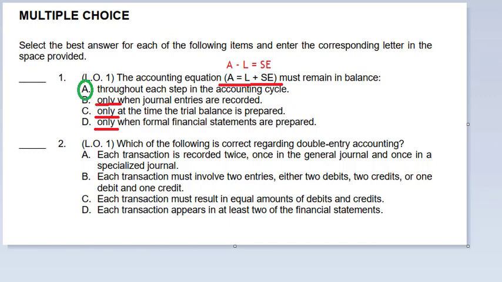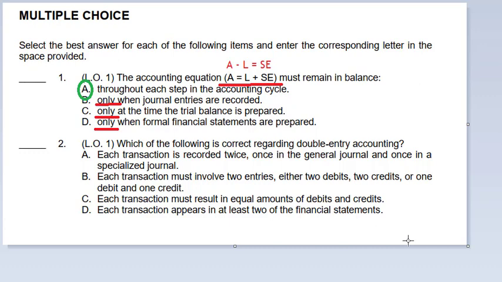Let's take a look at number 2. Which of the following is correct regarding double entry accounting? What is double entry accounting? That every entry or transaction will have a dual effect. And that dual effect is recorded as a debit and a credit. And that whatever debit or debits we have, or whatever credit or credits we have, they equal each other. That is what the double entry accounting system is. And that's it. It doesn't specify that you can have a specific number of entries in one entry or something like that.